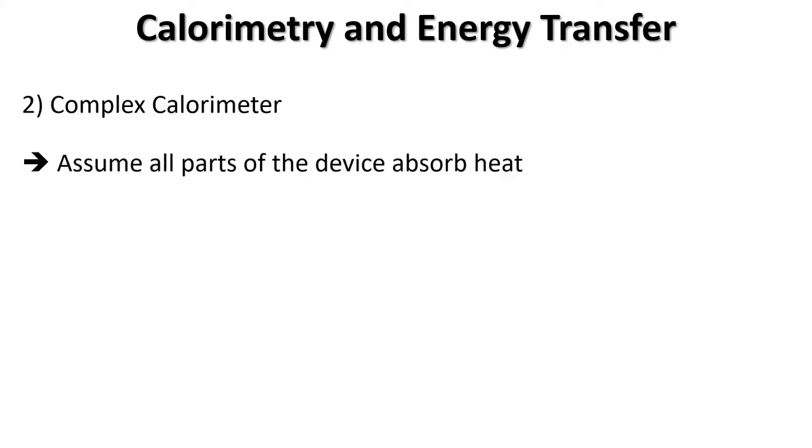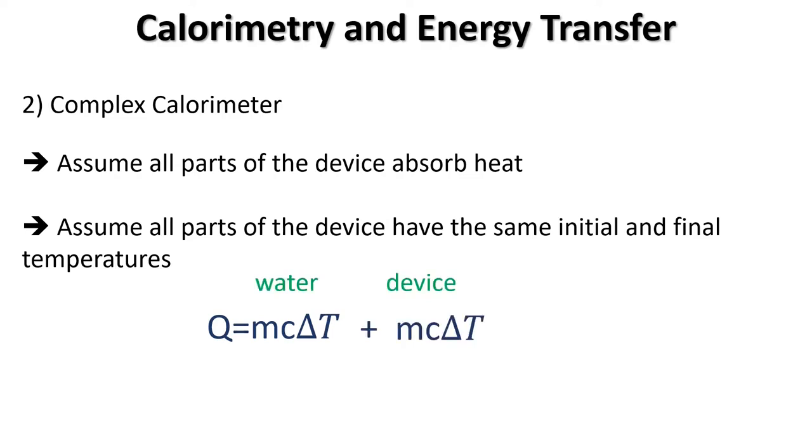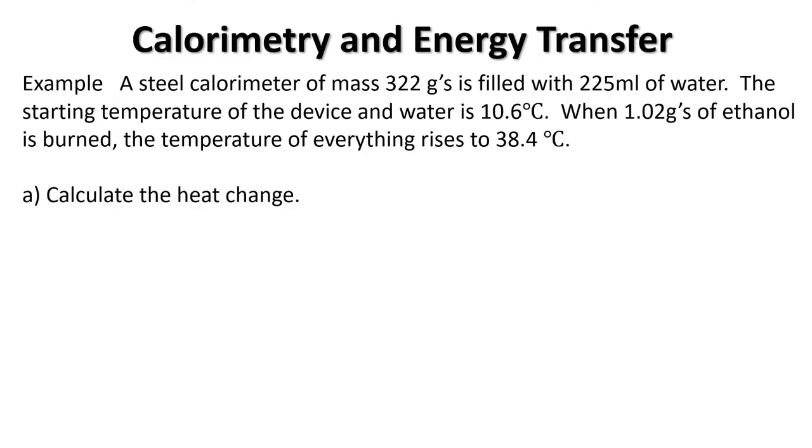For the complex calorimeter, we assume all parts of the device absorb heat. So if it's made of metal, the metal is going to warm up or cool down. And we assume all parts of the device have the same initial and final temperatures as the water. So we've got this equation that we became familiar with in the earlier section, but we actually need to do it twice, because we have water that's undergoing a heat change and probably the device itself.